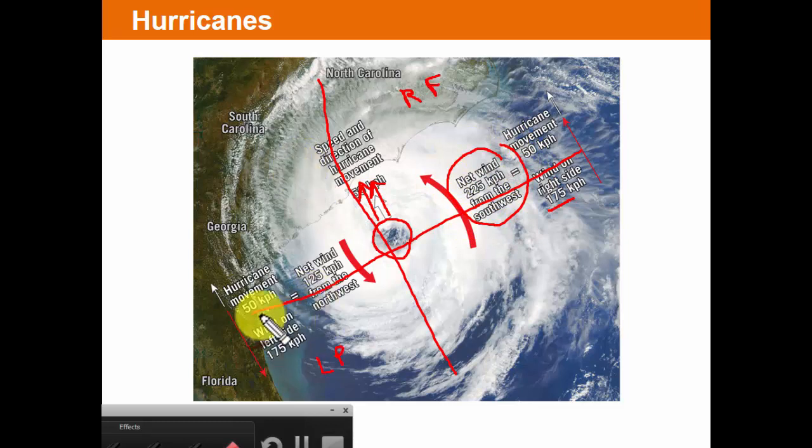Whereas on the left side, over here in Jacksonville, Florida, you take that wind of 175 and you subtract, because the winds are moving in this direction, but the storm's moving in that direction. You subtract that 50 and you get a net wind of 125. So what you can see is, if you're on the right side of the storm, there can be a significantly more powerful wind than what you're going to see on the left side of the storm.